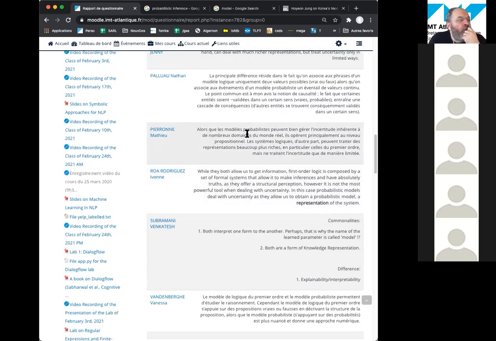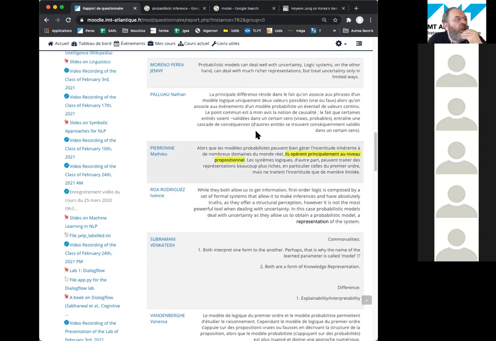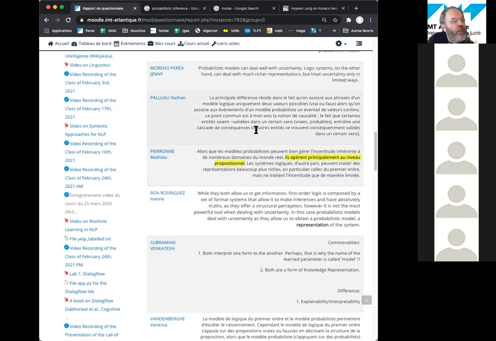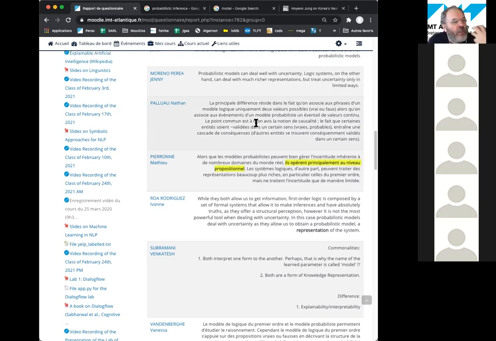Mathieu says, ils opèrent principalement au niveau propositionnel. Here, this is an understatement. So first order logic goes well beyond the propositional level. When we define predicates and functions, then we have much more representative power than just with propositions.